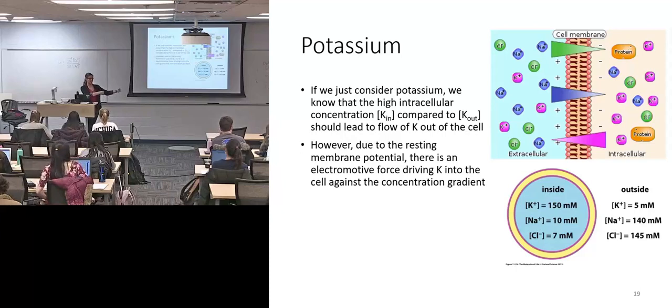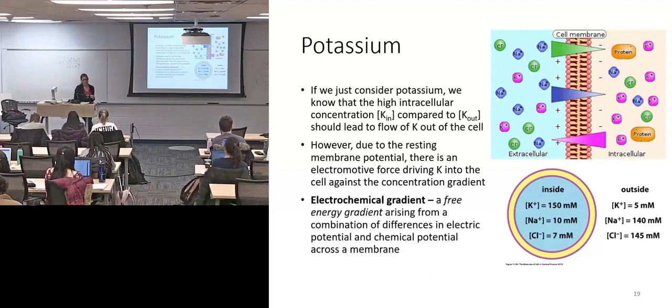Depending on what you're moving and which way you're moving, maybe you're going with your electrical gradient down your concentration gradient and it all is working well. In this case, these are opposing forces. An electrochemical gradient is a free energy gradient that arises from a combination of differences in electric potential and chemical potential across the membrane. That is our definition of this electrochemical gradient.